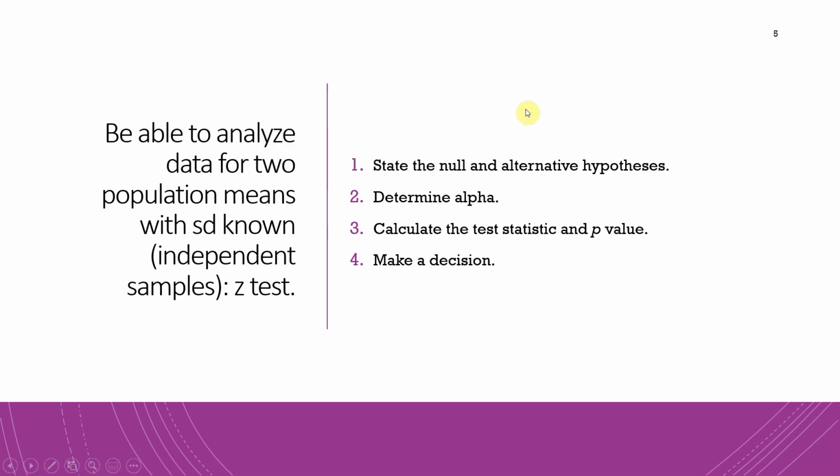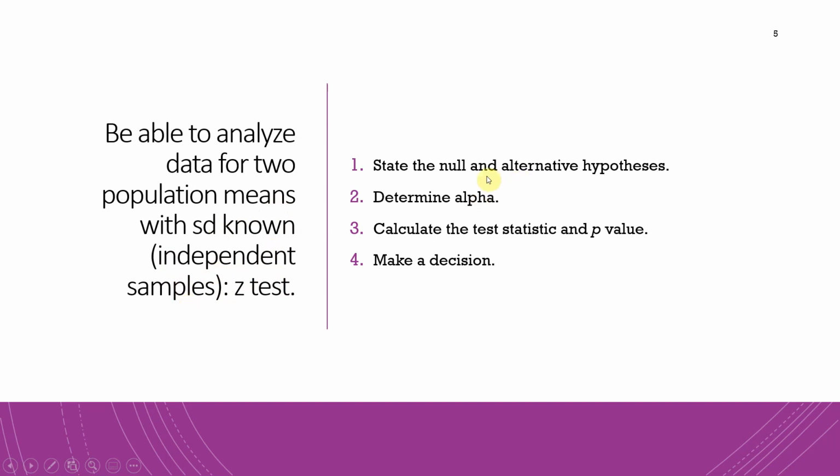Okay, so let's start with some examples. So I think this chapter is kind of fun. I think if you really understood everything we've learned about, especially in Chapter 9, this stuff should come pretty easily. So we're going to do our first situation where we have two population means, where we know the standard deviation, so that's a z-test, and we have independent samples.